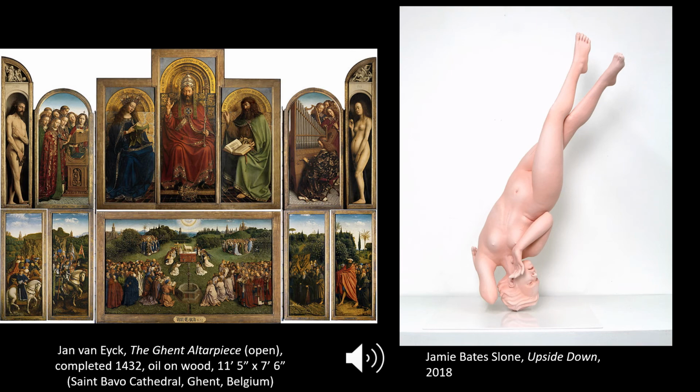On the left, we have an explicitly Christian image from the Northern Renaissance. And at right, we have the work of a contemporary sculptor, a secular work, right? A work that's not associated with any religion. But both are thinking about big existential questions about life and death and the body and fate. And so in this section, we'll think about how art is expressing some of those big existential desires and motivations.